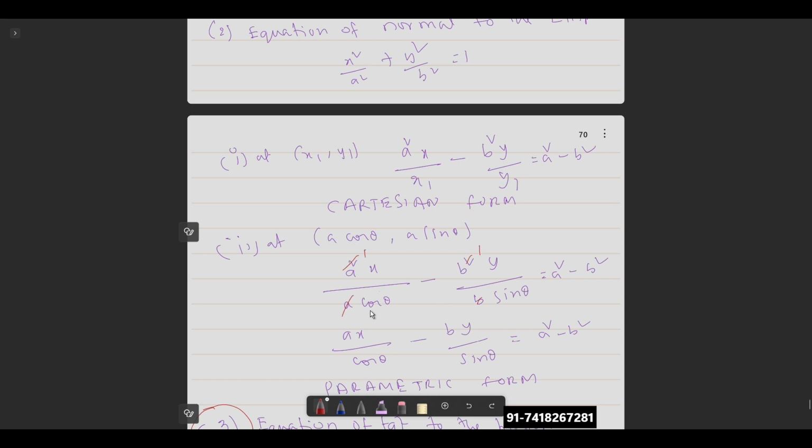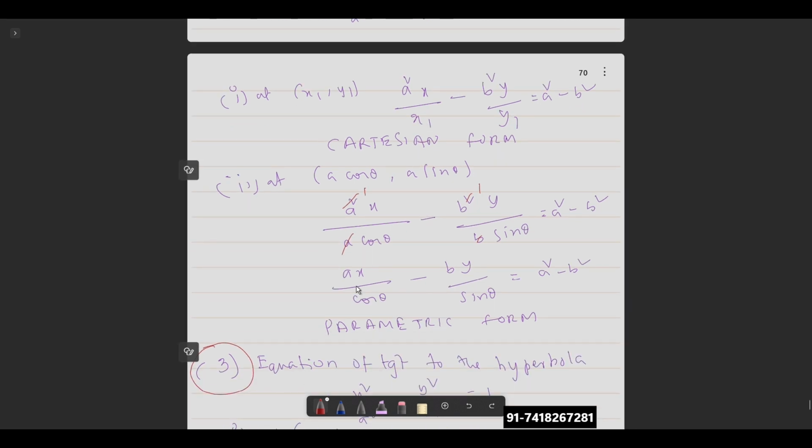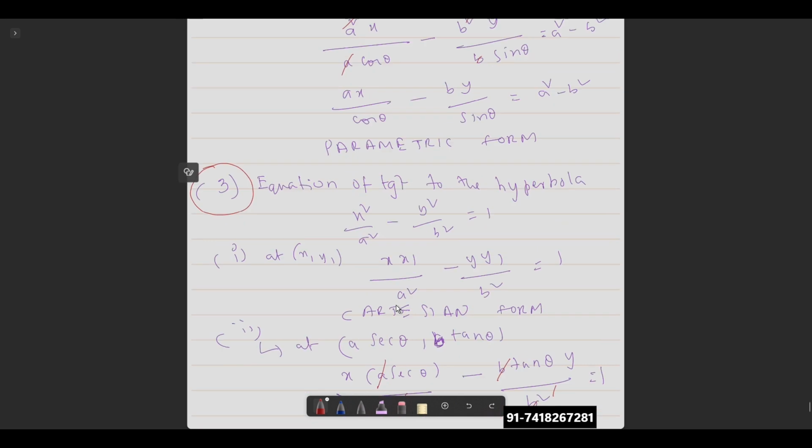So this is the Cartesian form: a squared x by x1 minus b squared y by y1 equal to a squared minus b squared. If you substitute x1, y1, you will get ax by cos theta minus by by sin theta equal to a squared minus b squared. So this will be the parametric equation.